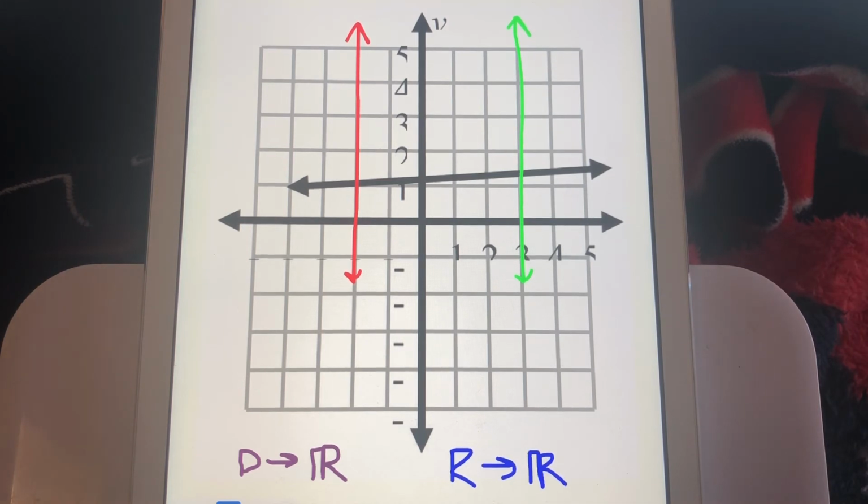We're going to go to positive infinity. So all real numbers will be represented for both the domain and the range, okay?